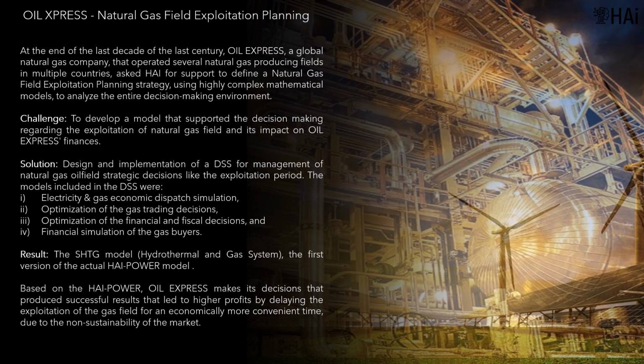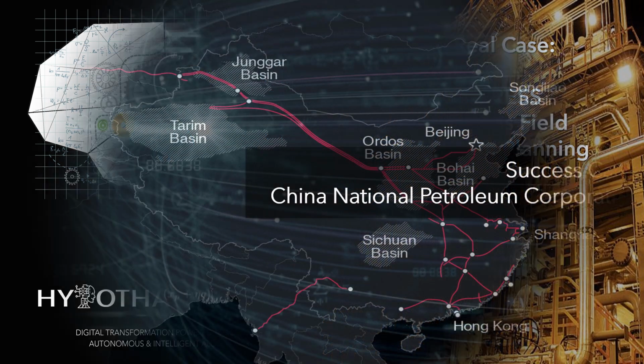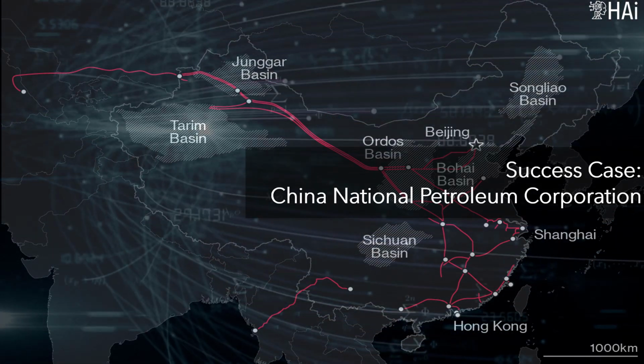Based on HIGH Power, Oil Express made its decisions that produced successful results that led to higher profits by delaying the exploitation of the gas field for an economically more convenient time, due to the non-sustainability of the market. People interested in the case can watch the video, Oil Express, Natural Gas Field Exploitation Planning. Success case: China National Petroleum Corporation.